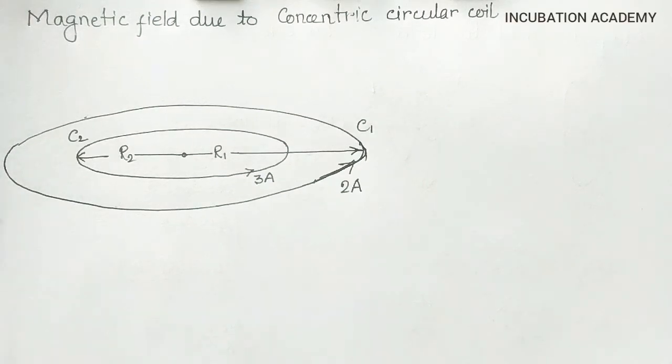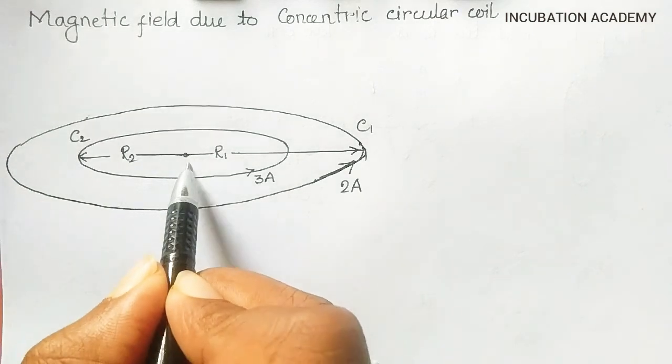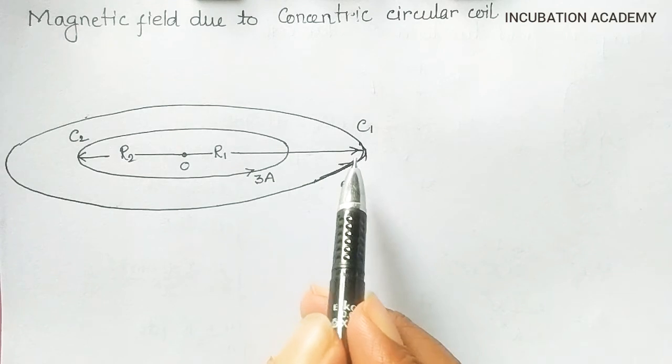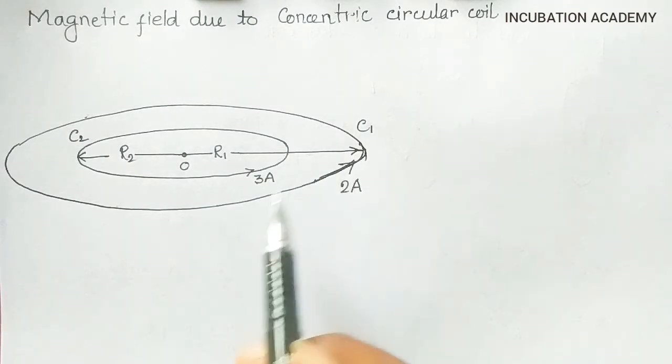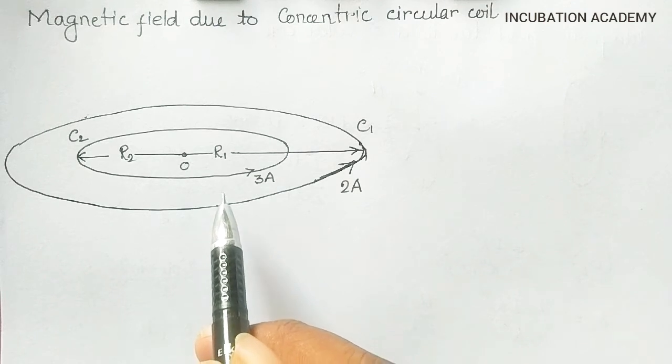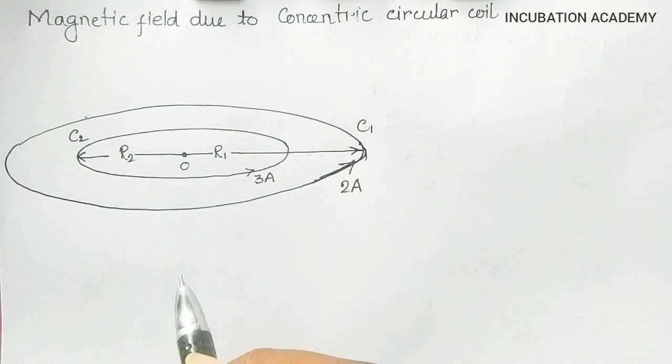Welcome everyone. Welcome to the second part, the second type of the concentric coils, two circular current carrying coils. We are going to find out the magnetic field at the point O. So in this figure we have seen that there is a coil C1 of radius R1 and another coil C2 of radius R2. So we are going to find out the magnetic field due to these two concentric coils.